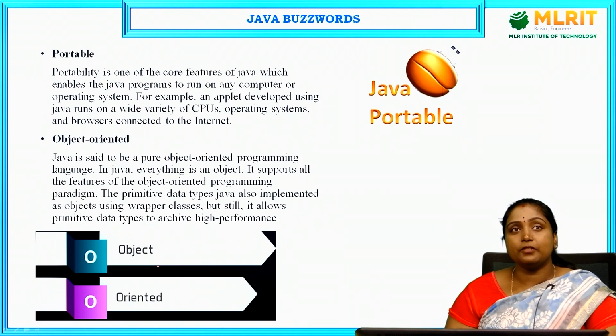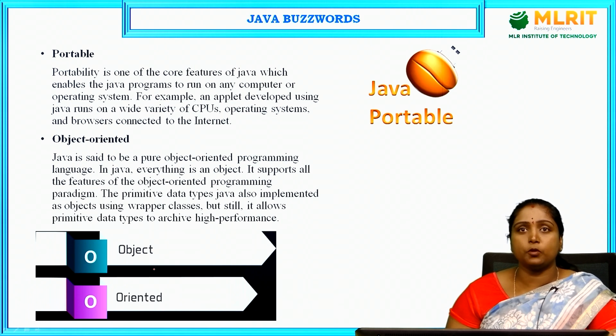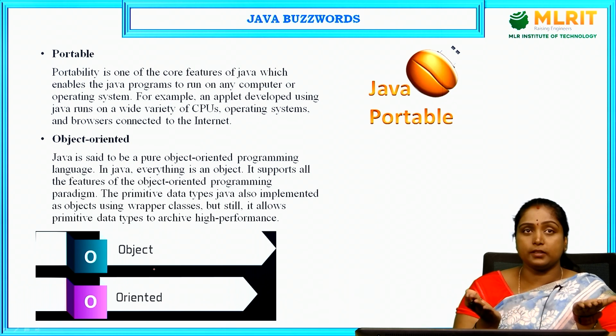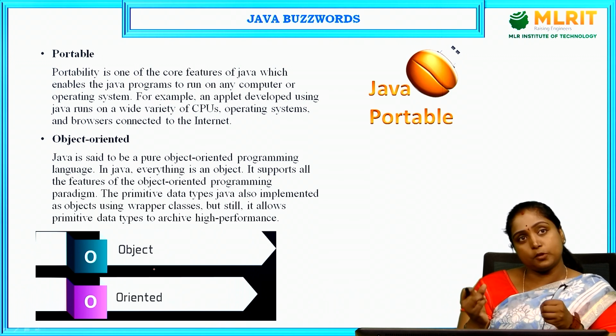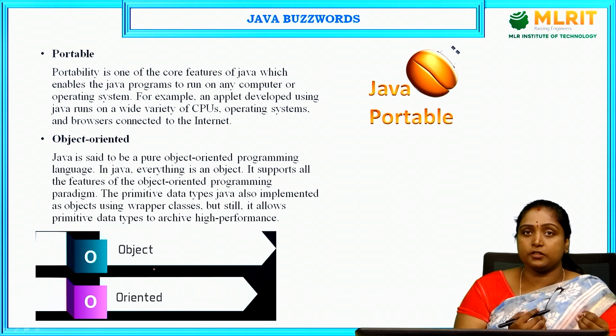And the third one is portable. What do we mean by portability? Portability is nothing but moving from one place to another place, isn't it? You can shift one entity from one place to another place. In the same way, portability is one of the core features of Java.